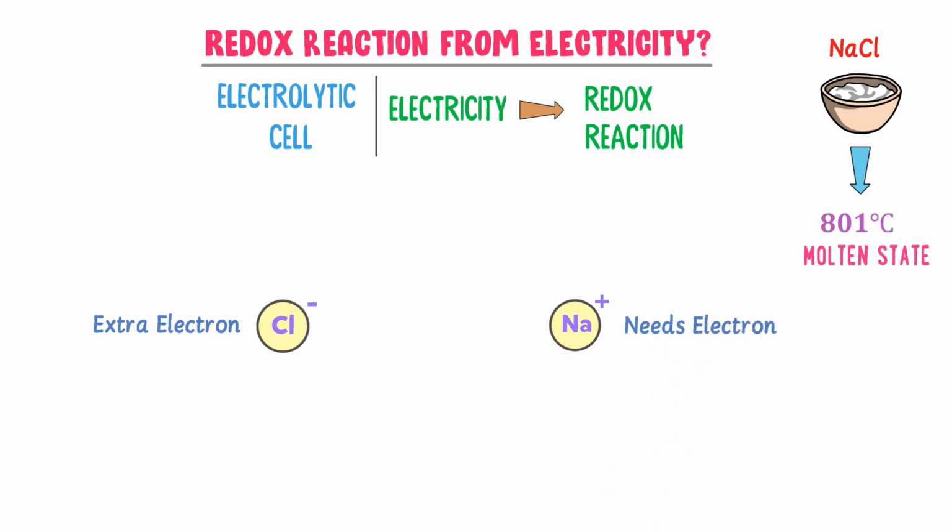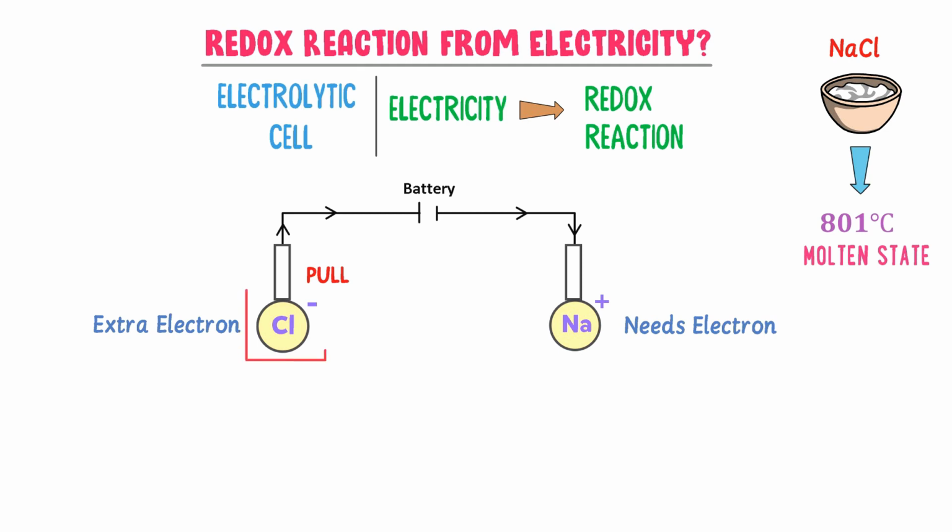But here is the problem. Chlorine doesn't lose an electron on its own. Let me repeat it. Chlorine doesn't lose an electron on its own. So we will use a battery. Now what is the function of a battery here? Well, the battery will pull the electron from chlorine and will push it towards sodium. So the battery will drive the electron from chlorine towards sodium.